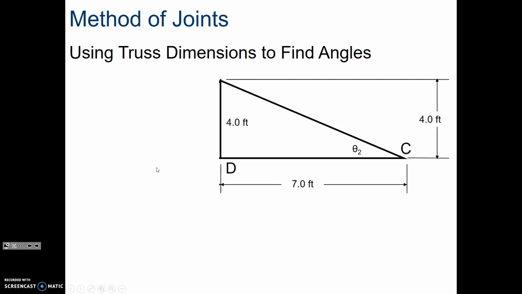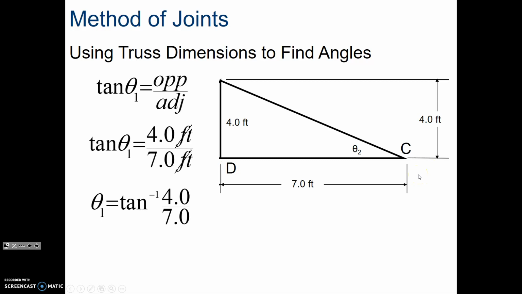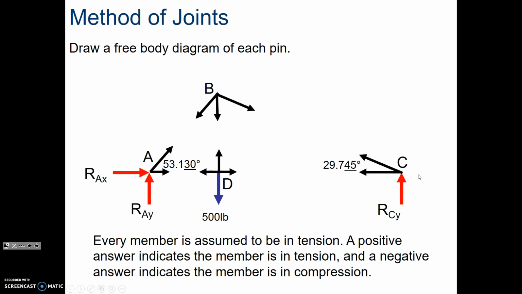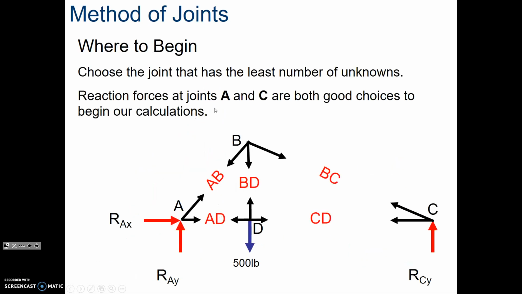Now we're going to solve for angle 2 over here. We've got 4 and 7. Again, opposite over adjacent. Inverse tangent of 4 over 7 gives us a 29.745 degree angle. Now we are going to update our angles. Because this is a 90 degree angle, a right triangle, we can solve for our other angles as well.